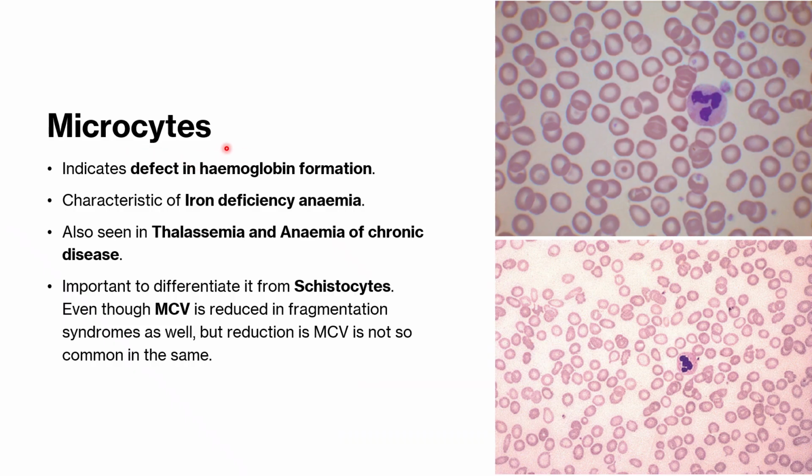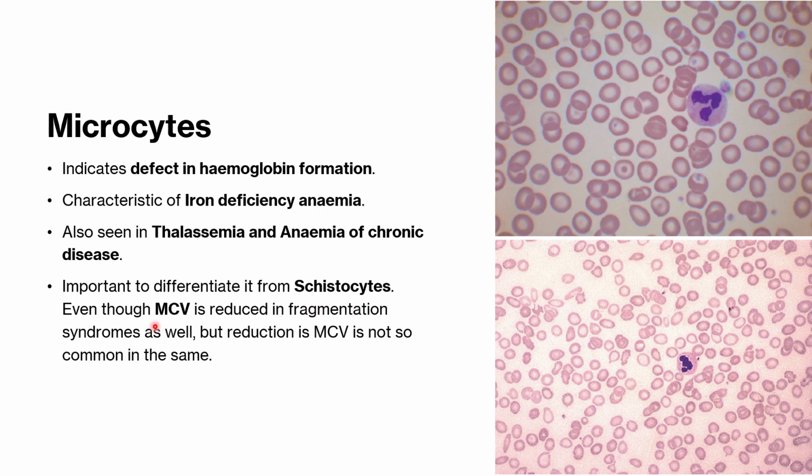Further proceeding on to microcytes. The presence of microcytes, that is the size of the cells being smaller than the normal RBCs, indicates a defect in the hemoglobin formation, characteristic of iron deficiency anemia. It can also be seen in thalassemia and anemia of chronic disease.